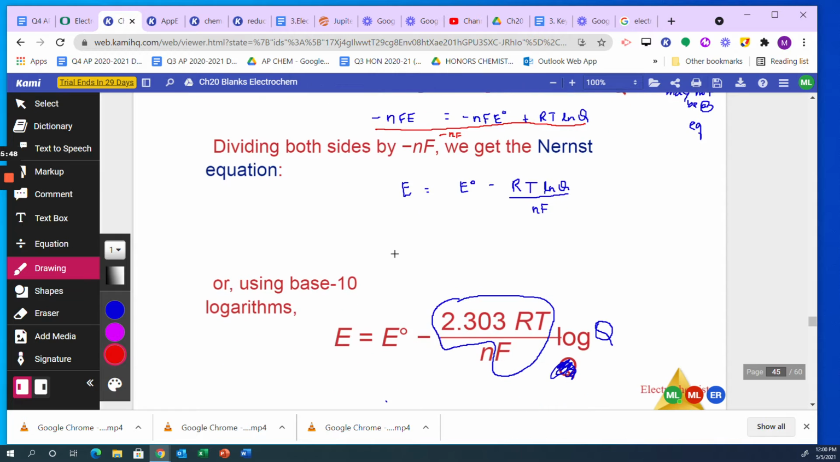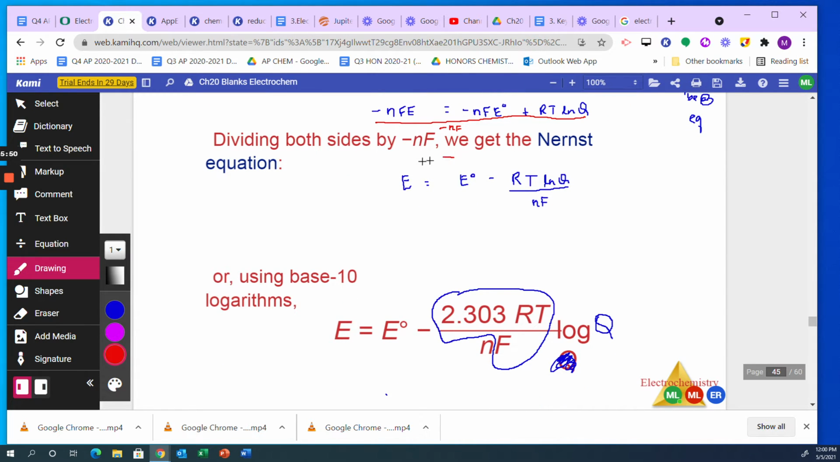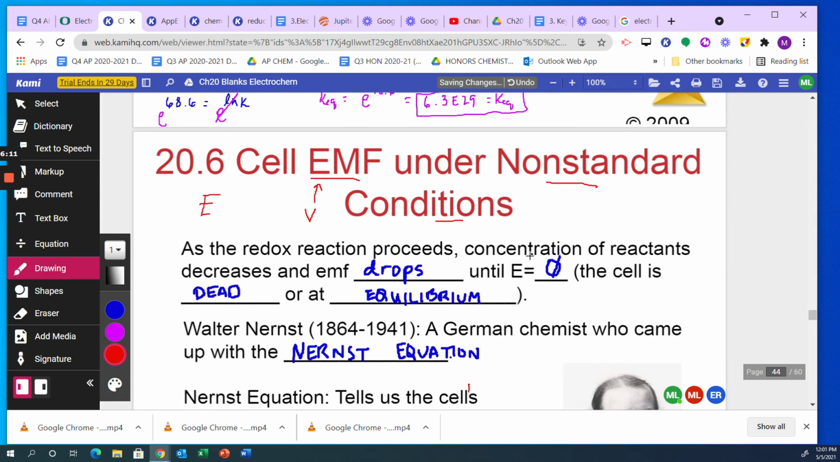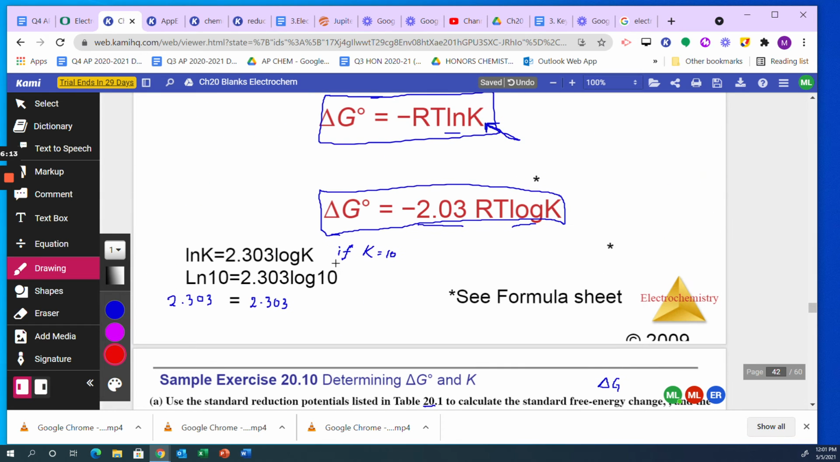Okay, so here we go. This is from the formula sheet. What I'm going to do is change the ln Q into log of Q. To do that, ln of Q is equal to 2.303 log of Q. And we learned that over here. To make them equal to each other, you have to multiply by 2.303 to make the natural log equal to the log.